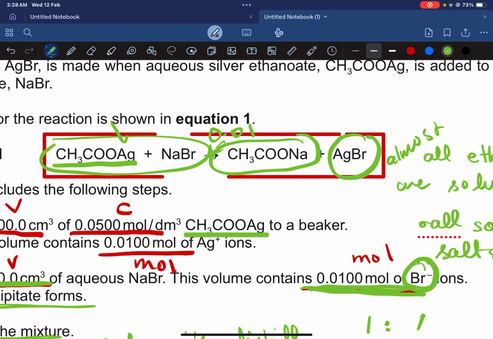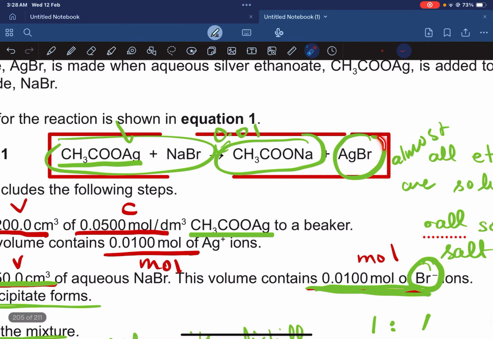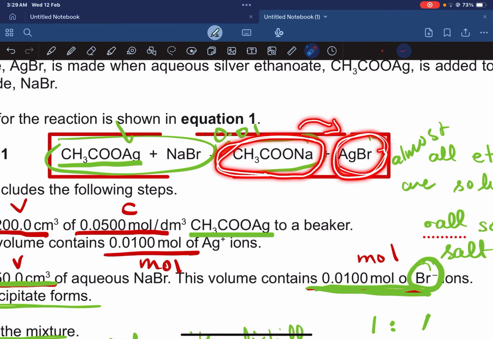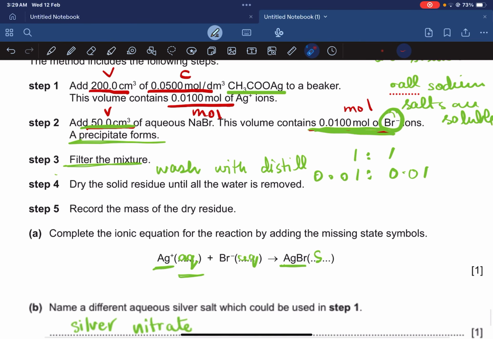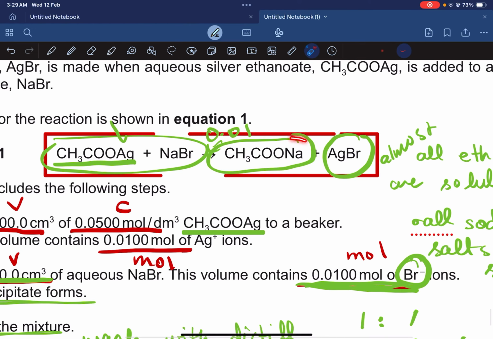When you get the precipitate from this mixture, two salts are formed. One salt is going to be AgBr, that's going to be the precipitate, and there's going to be another soluble salt, which is sodium ethanoate. So some of the sodium ethanoate might be on the precipitate. So you wash the precipitate with cold distilled water. Otherwise, that sodium ethanoate is going to crystallize on your salt if you dry it without washing.